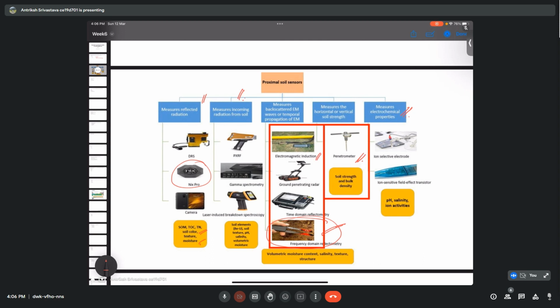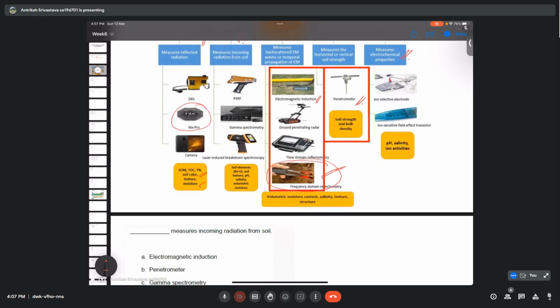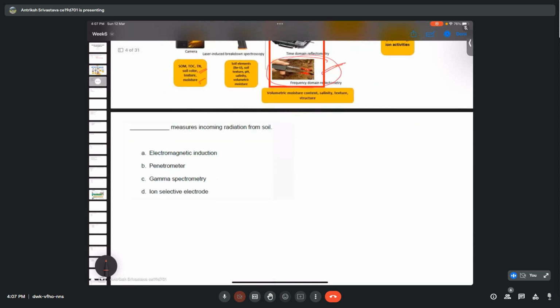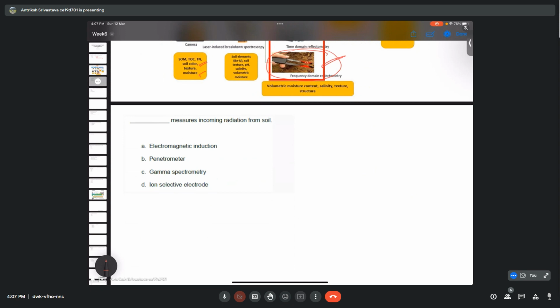Okay, if you are familiar with this, now let me ask some questions. The question is: dash measures incoming radiation from soil. The floor is open for answers now. Whether it is electromagnetic induction, penetrometer, gamma spectrometry, or ion selective electrode. You can type in the chat. Are you guys able to type?